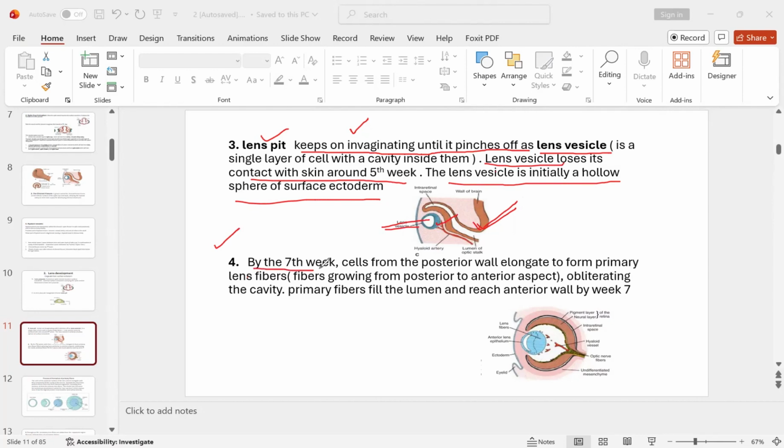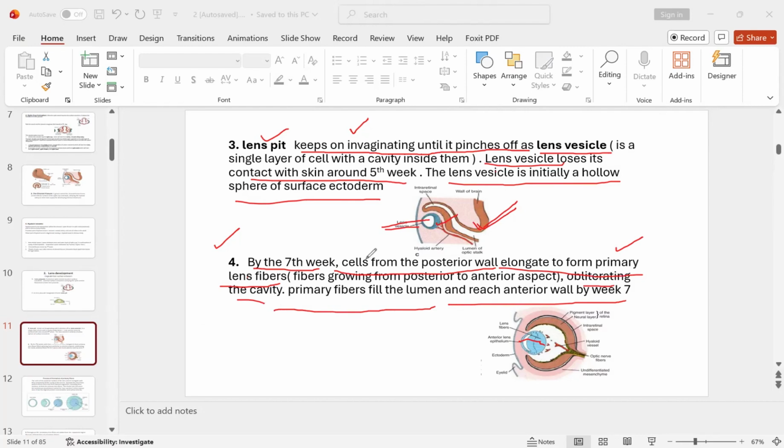By the 7th week, cells from the posterior wall elongate to form the primary lens fibers. You can see in this diagram that the cells from the posterior wall are elongating and moving towards the anterior aspect, and these cells are known as primary lens fibers. The primary lens fibers fill the lumen and reach the anterior wall by the 7th week, thus obliterating the cavity. So this was the fourth step in the formation of the lens.